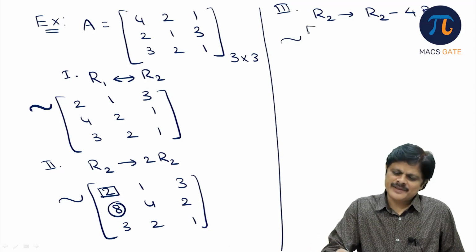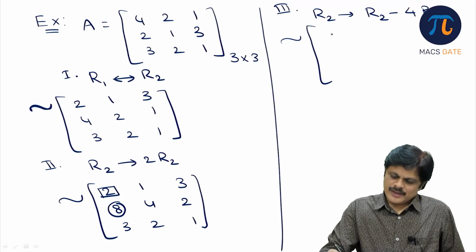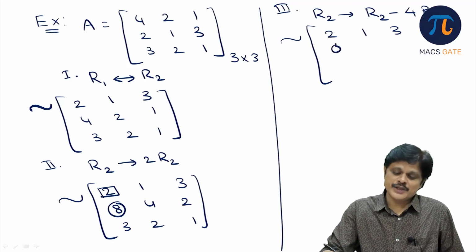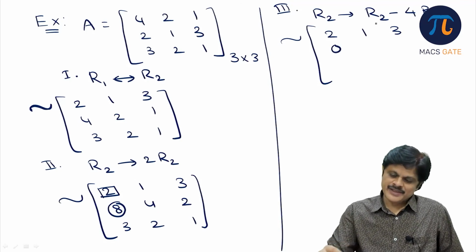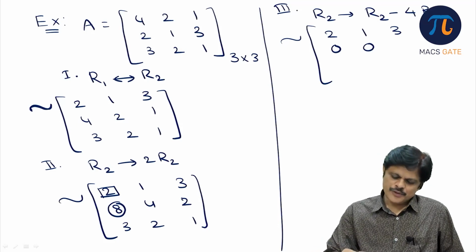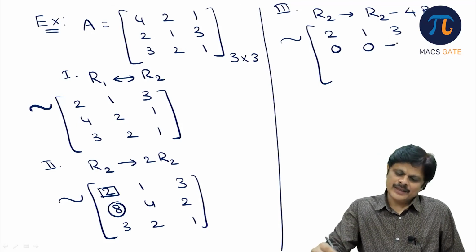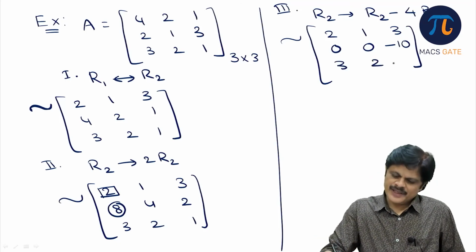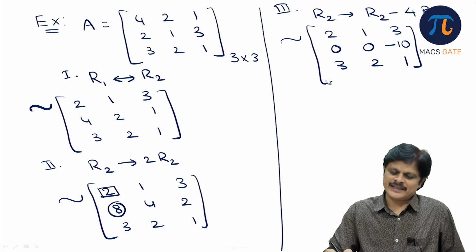Okay, now what happens? The first row I am using is the same, but now the second row changes. 8 minus 8 is 0. 4 minus 4 is 0. 2 minus 12 is minus 10. But the third row is the same, 3, 2, 1.